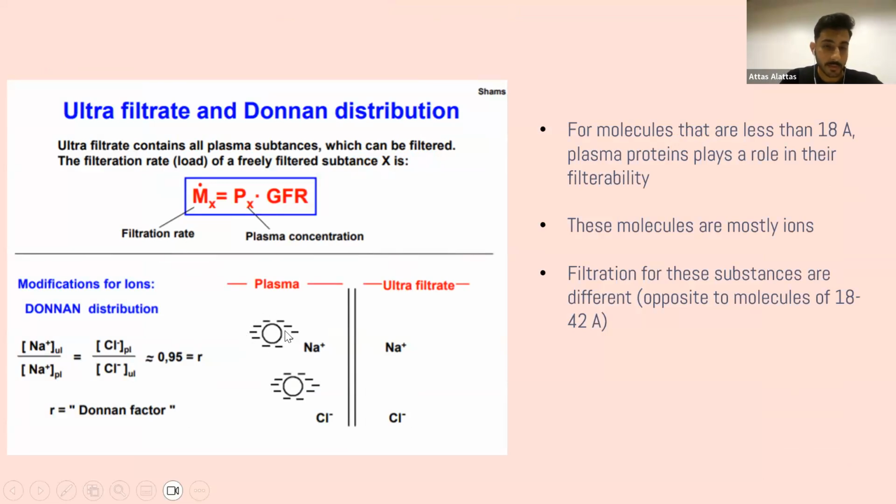How are they affected by the plasma proteins? The plasma proteins are negatively charged molecules. If an ion is positively charged, it will be attracted by the negatively charged plasma protein, so it will be less likely to be filtered. However, if a molecule or an ion is negatively charged, it will repel the negatively charged plasma protein and it will be more likely to be filtered. This is for the Donnan distribution. It's only applicable to molecules that are less than 18 angstrom.